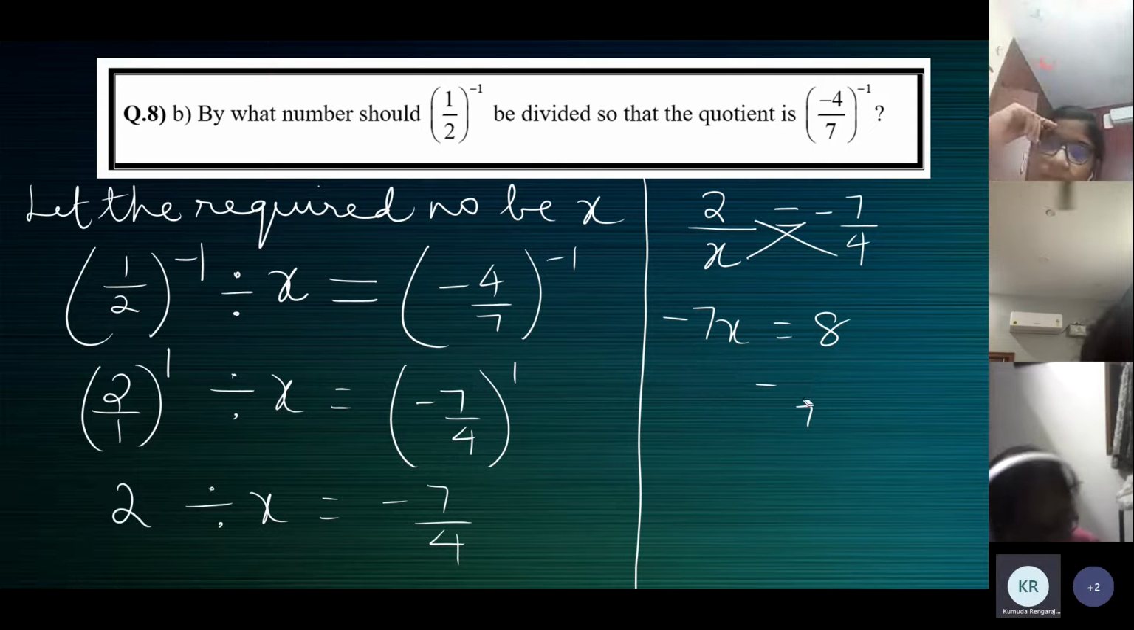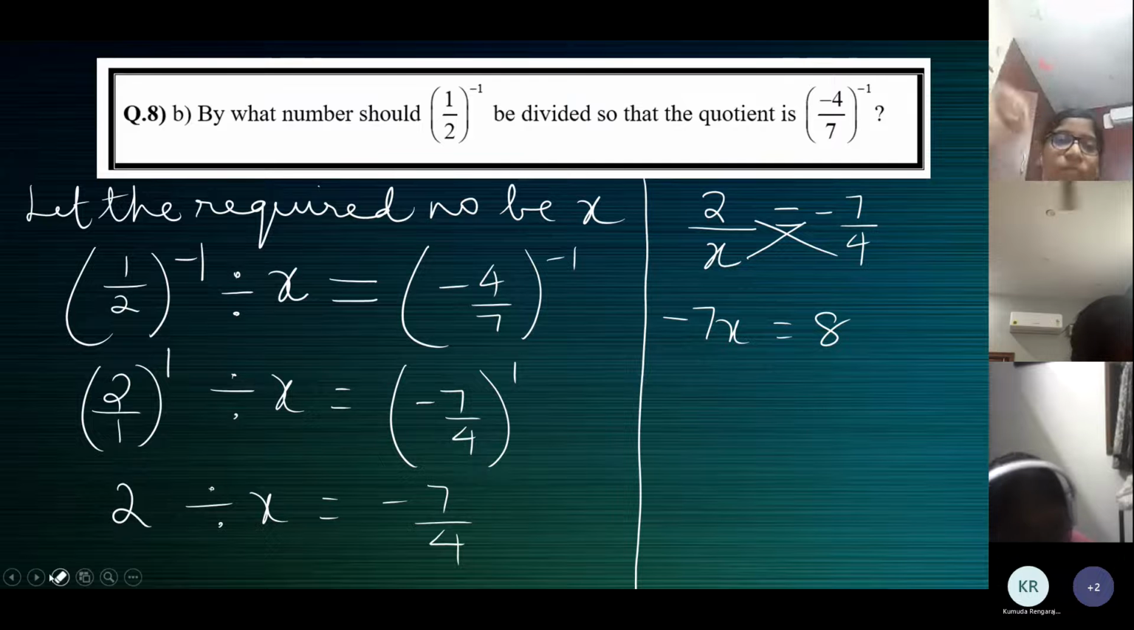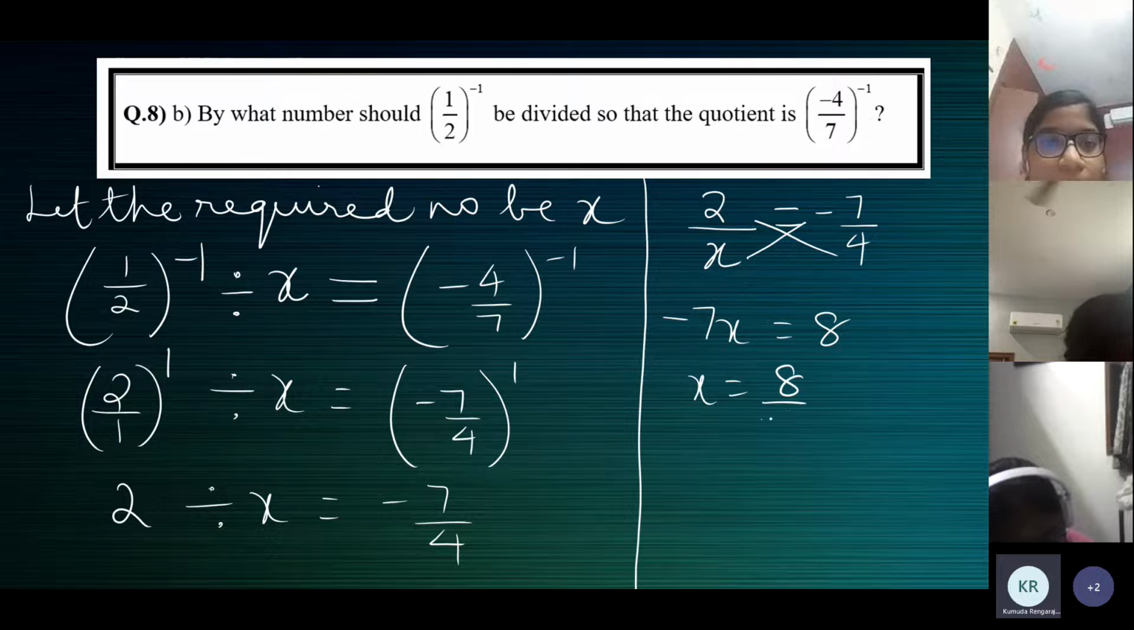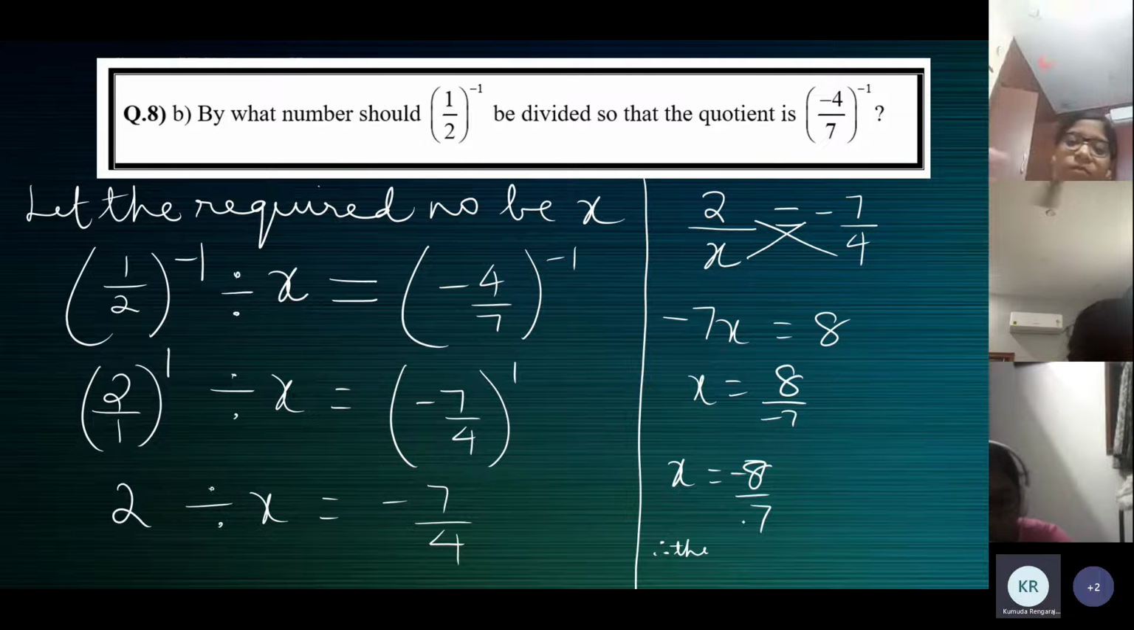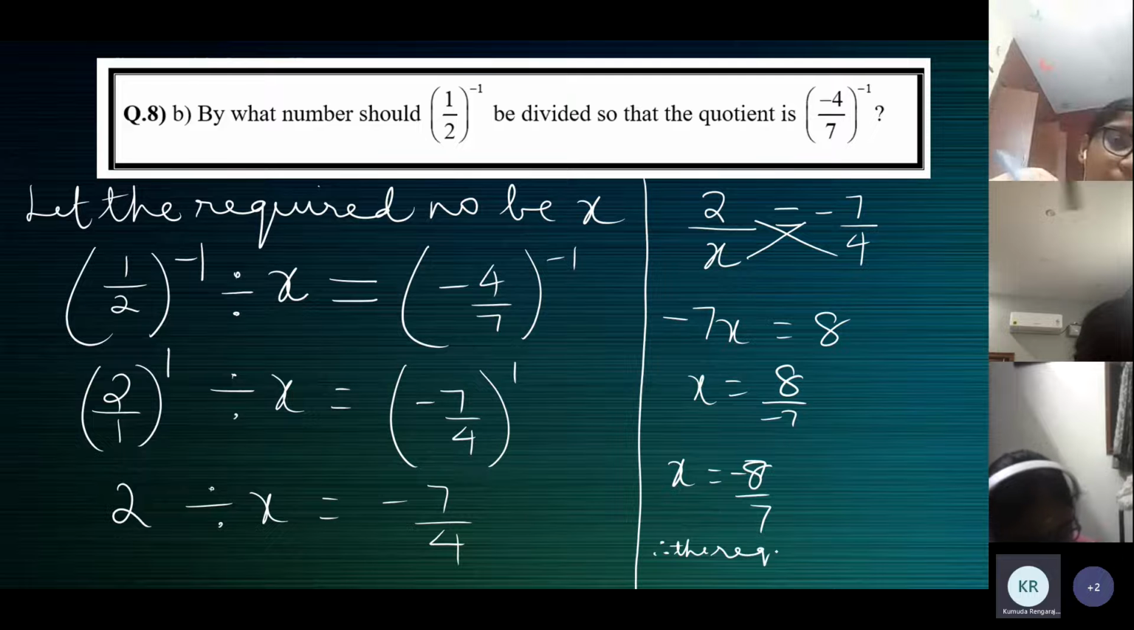Write down, children. x is equal to 8 by minus 7, or x is equal to minus 8 by 7. Therefore the required number is minus 8 by 7.